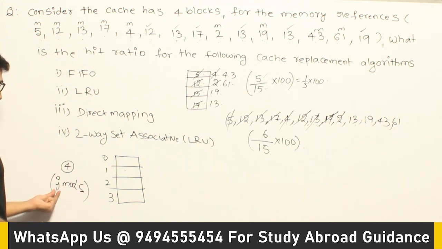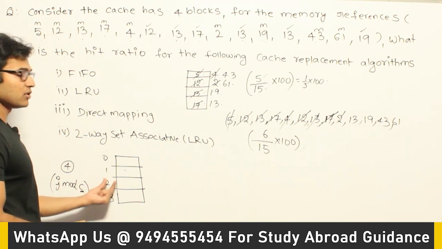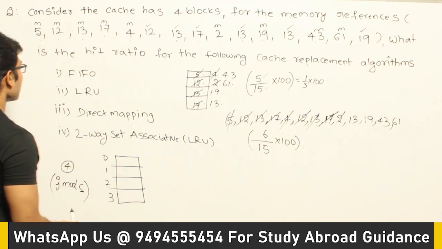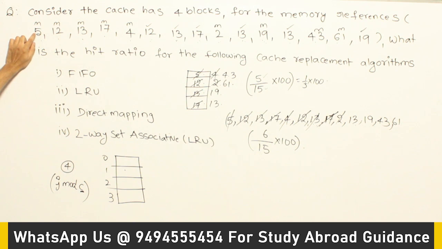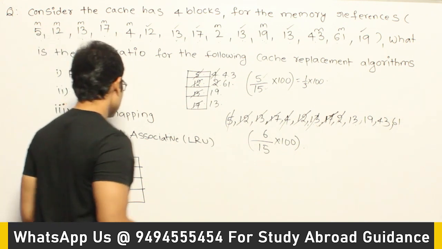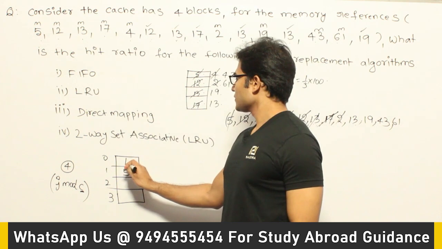Take the main memory block number and you divide it with the number of blocks in the cache, and you get the remainder, and that remainder is going to give you the cache block number into which you are supposed to place the main memory block. Okay, now what happens with this? 5 when divided with 4, the remainder is 1. Therefore you are supposed to place it in 5. And what about this 12? 12 when divided with 4 is going to give a remainder of 2. So 12 has to go here.